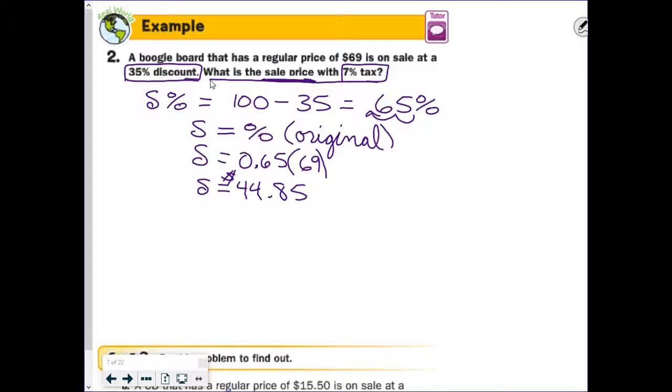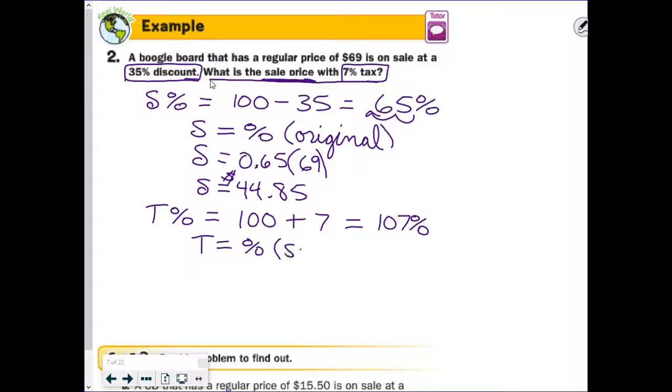What we need to do is find the total price. So we're going to use a total percent. With a total percent, we're going to do 100% of the price plus the tax. So it's going to be 100 plus 7, or 107%. Remember, tax is going to make the price go up, so our percent being more than 100 makes sense. Total price will equal the percent times the, well, in this case, sale price.